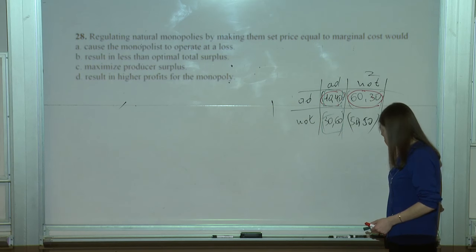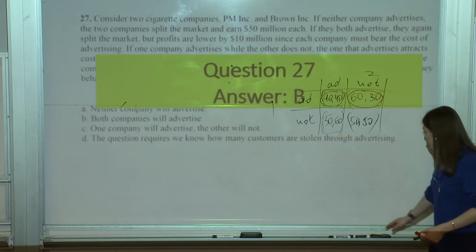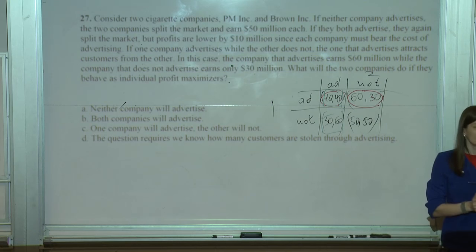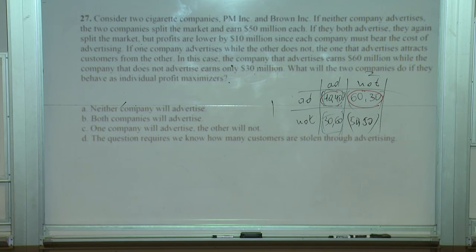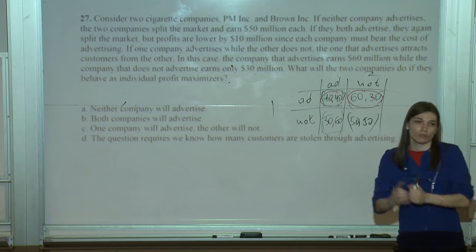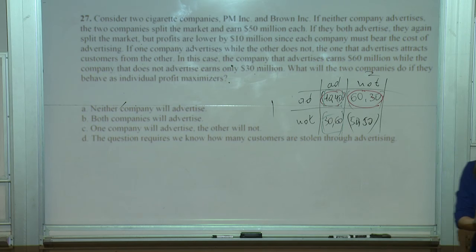And what would a social planner do? Or if they were allowed to collude, right? If they're allowed to sit down and come up with a strategy, commit to a strategy, what should they do?